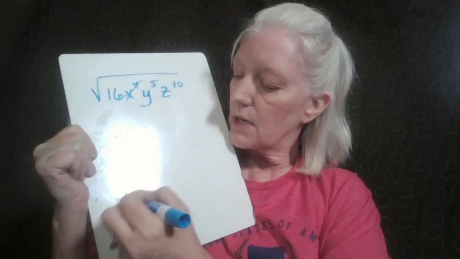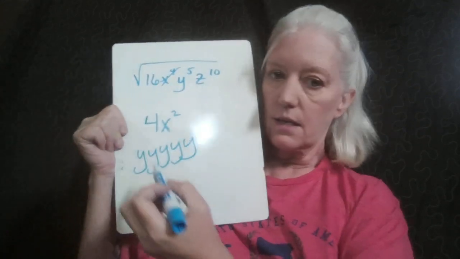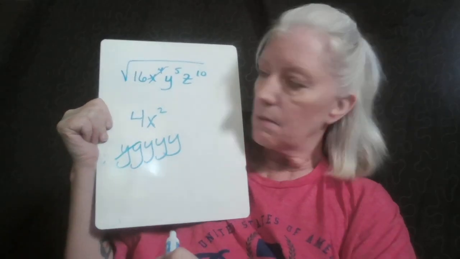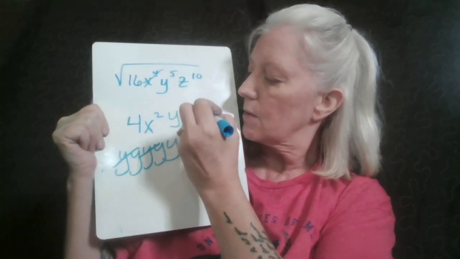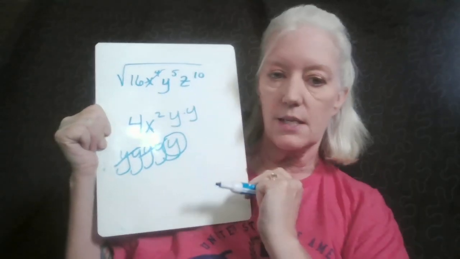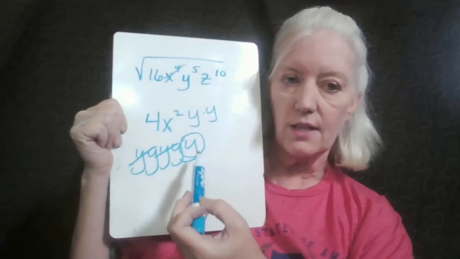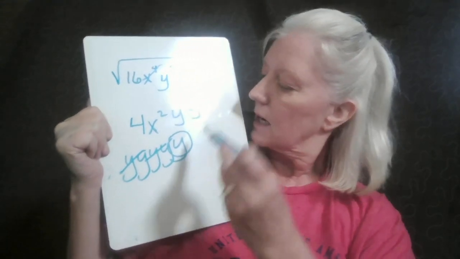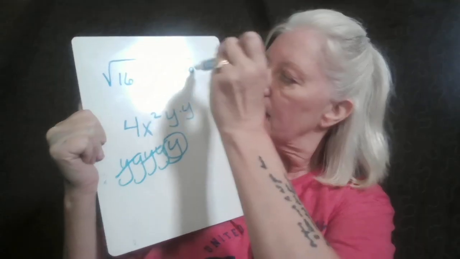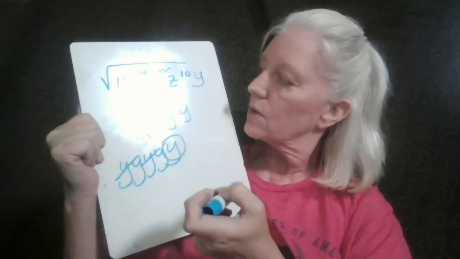This one, we're going to draw out. 1, 2, 3, 4, 5. Okay? These 2 come out and become a y. These 2 come out and become another y. This one doesn't have anything to come out with. This one gets stuck underneath the radical sign. It doesn't have a pair. It has to stay there. So I'm going to leave it under here. But the other two I took out, okay?